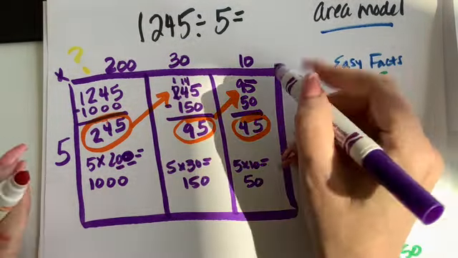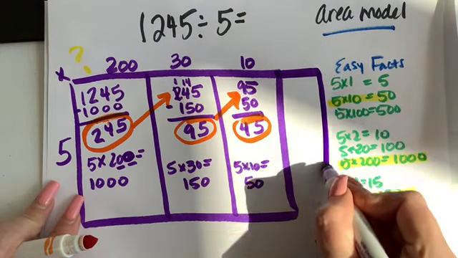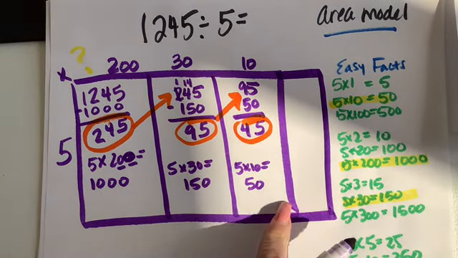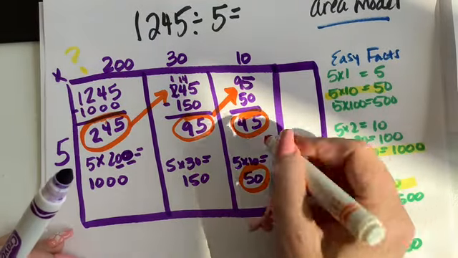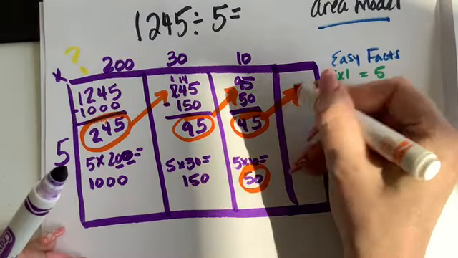I've run out of some room in my area model. I can just draw another section on there. I'm okay because I have to have somewhere for this to go. So I have my 45, it needs to come over here.